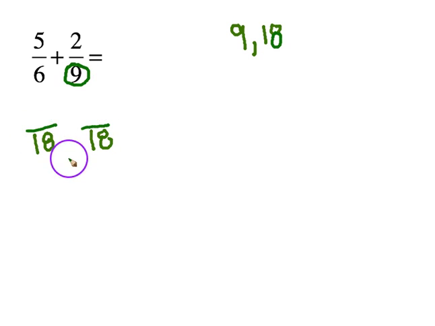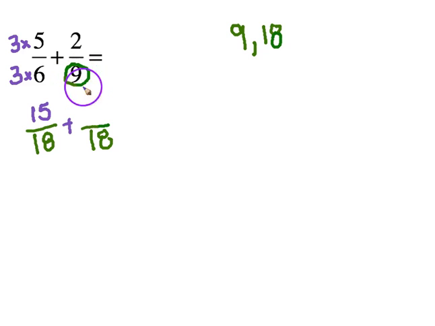Notice I do show my work underneath. I highly suggest you do the same so that you can see where the numbers are coming from. So here, 6 times what gives you 18? Well, I'm going to have to multiply it by 3. Whatever I do to the denominator, I'm going to have to do to the numerator as well. So here, 3 times 5 is 15. Here, I'm just going to carry down the sign.